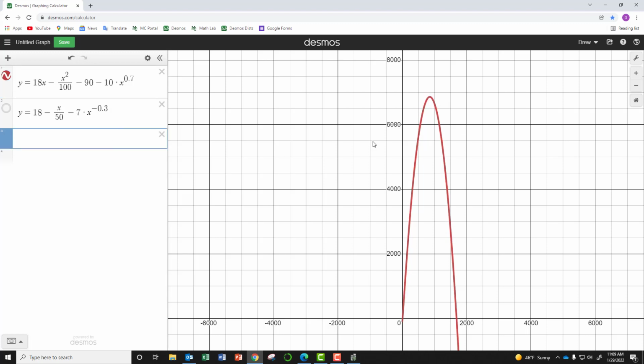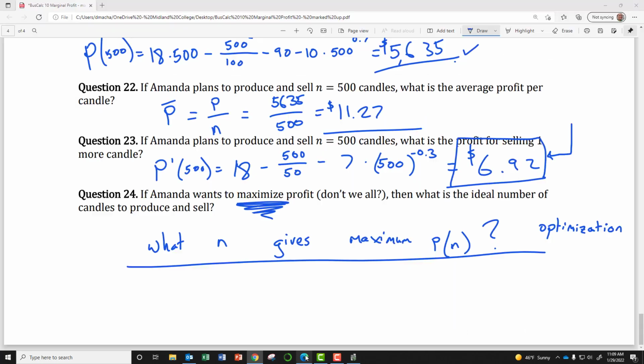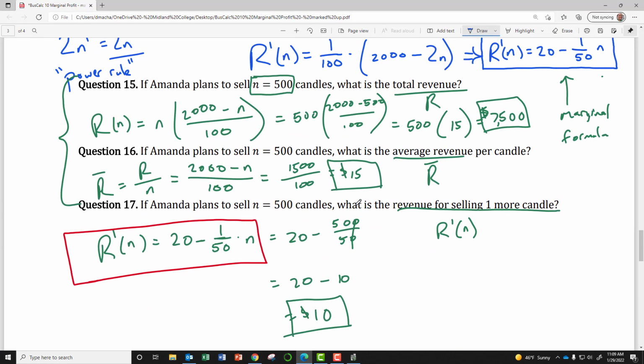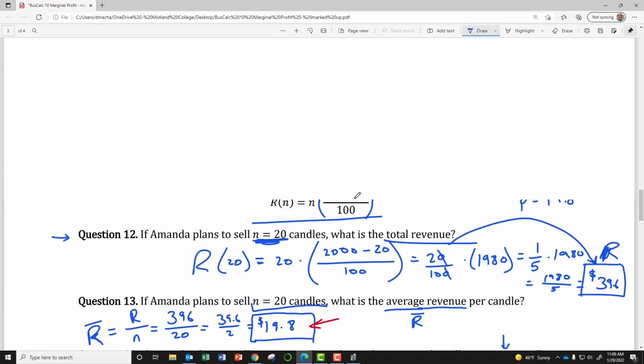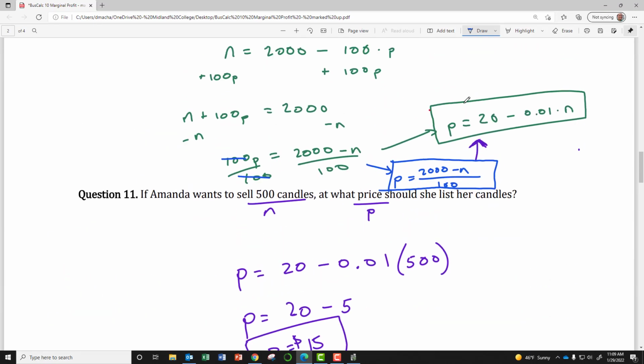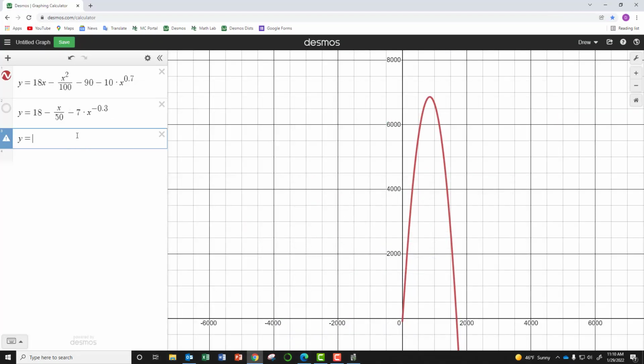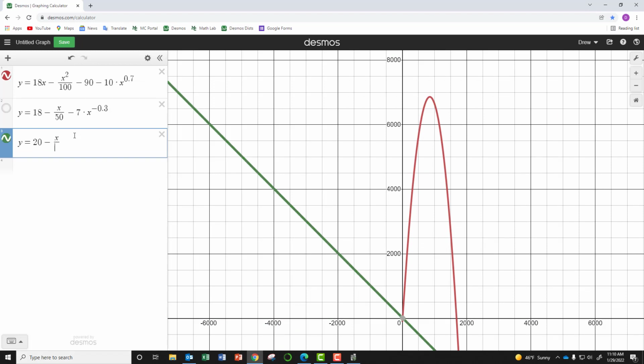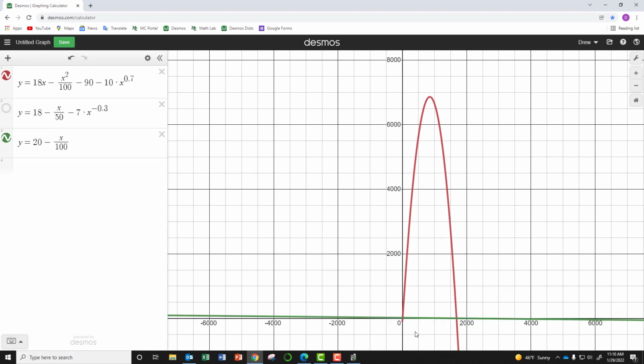And if you wanted to know what's the ideal price to price your candles at? Remember, we had price as a function of number of candles sold. That was somewhere here. So price as a function of number of candles sold would be this. It would be 20 minus n over 100. So let's do that. 20 minus n over 100. So the ideal price for, let's see, 854 candles.